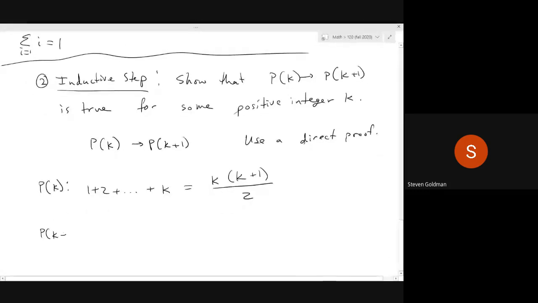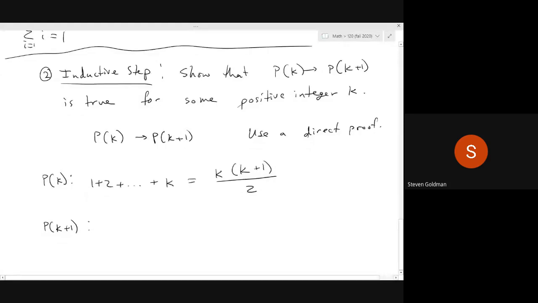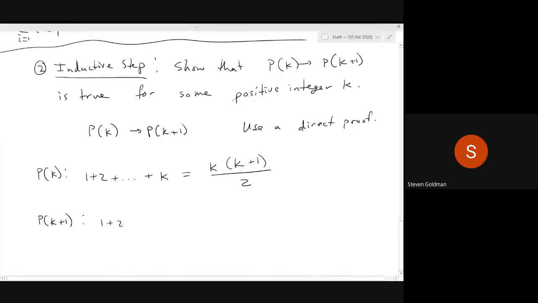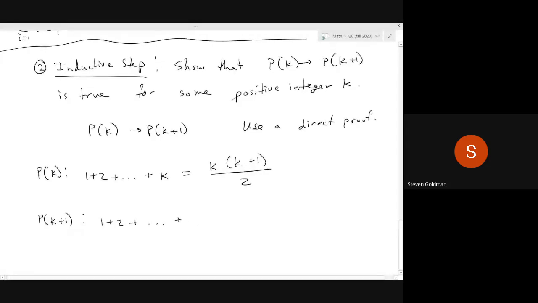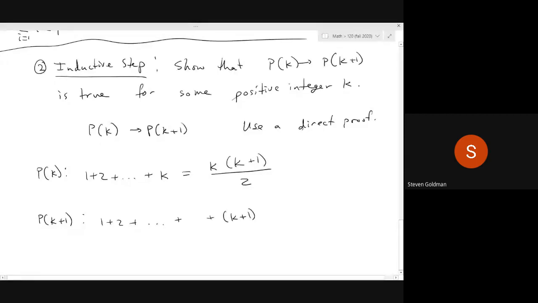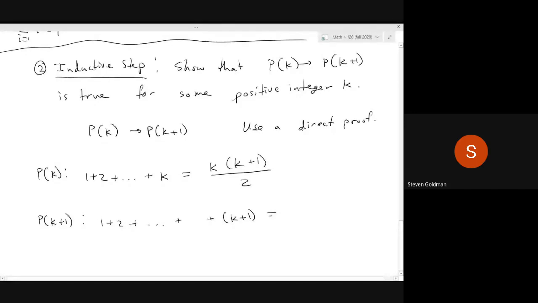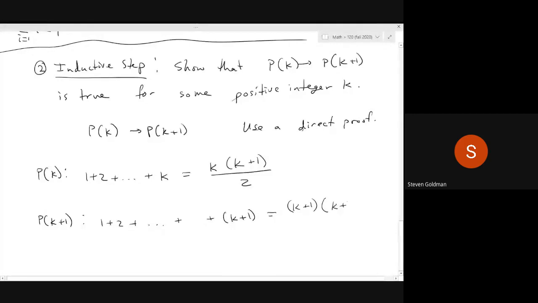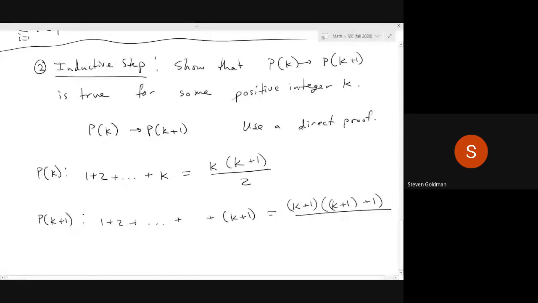What will P of k plus 1 be? Same thing. I'm going to take out n and replace it with k plus 1. So it's going to be 1 plus 2 plus ... plus, let me leave a space there for a second, plus k plus 1. You don't really need the parentheses, I'm just putting them to make it a little clearer. And that should equal k plus 1, so I'm replacing n with k plus 1, times k plus 1 plus 1, divided by 2. So for P of k plus 1, wherever I had an n, I replaced it with k plus 1. All right.